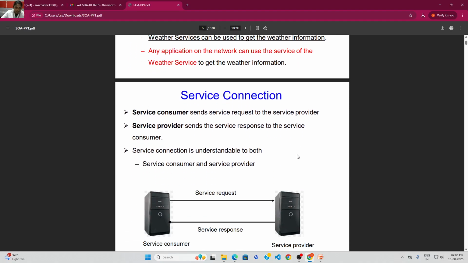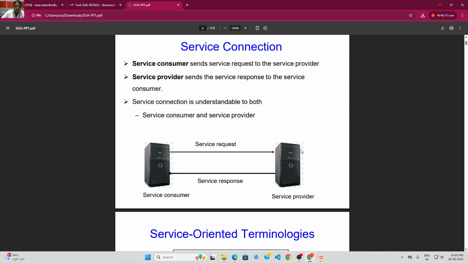And next, service connection. First, the service consumer. Next, the service provider. The service consumer sends the service request to the service provider. The service provider sends the response to the service consumer. These are the differences between the service consumer and the service provider. The consumer gives the request to the service provider, and the service provider gives the response to the service consumer.